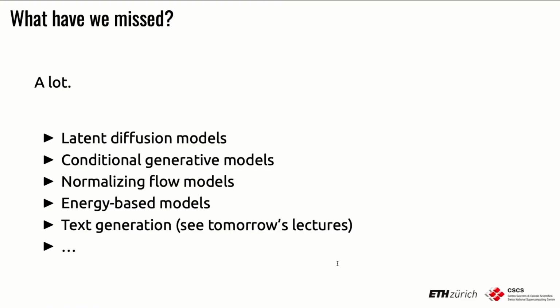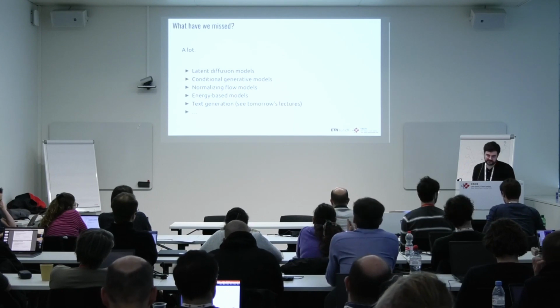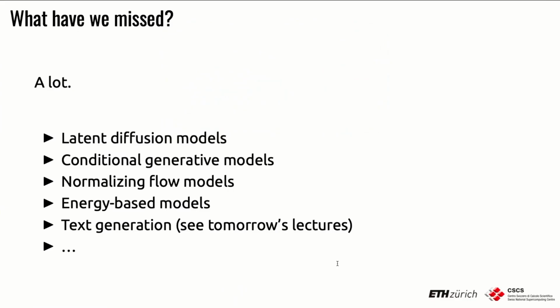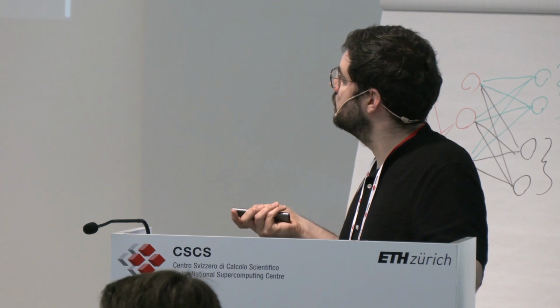What have we missed? A lot. As I mentioned at the beginning, this is just an introduction to give you an overview of cool things that you can do, but it's completely outside of the scope of the class to go into details, especially on the latest models. The notebooks will go a bit more into details on how you implement a variational autoencoder and GANs, but no mathematical details either. And we miss a lot of other architectures and conditional generative models. But tomorrow we will see more about text generation as well.